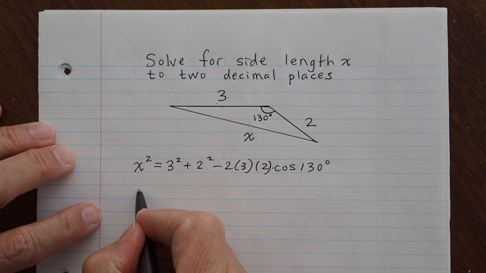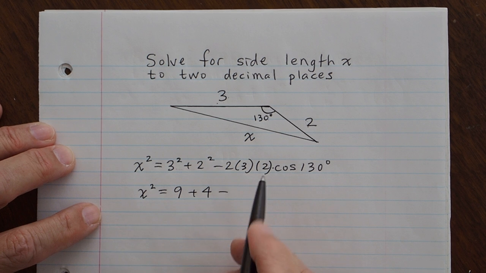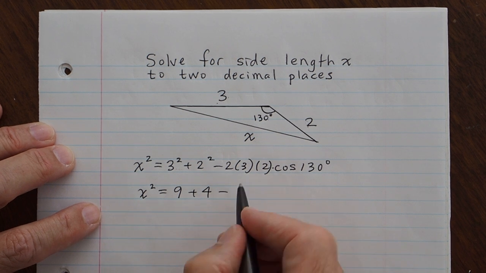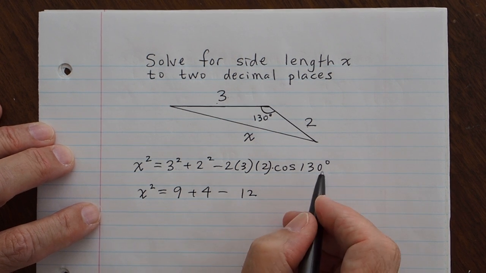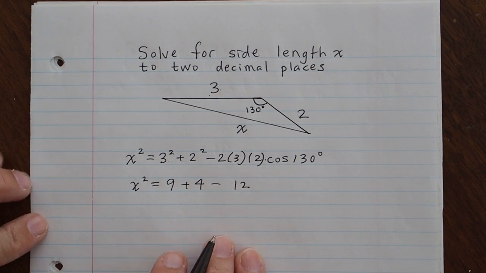Let's look at this. So x squared will be 9 plus 4. 2 times 3 times 2 is 12. And the cosine of 130 degrees is going to be minus 0.6428.